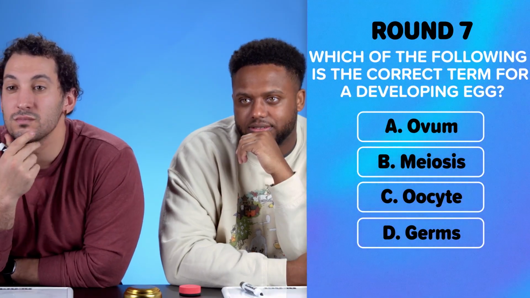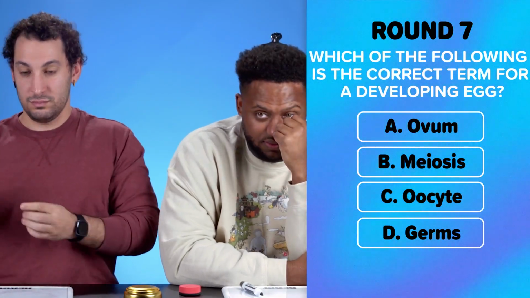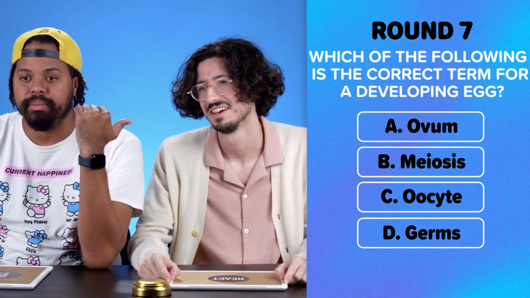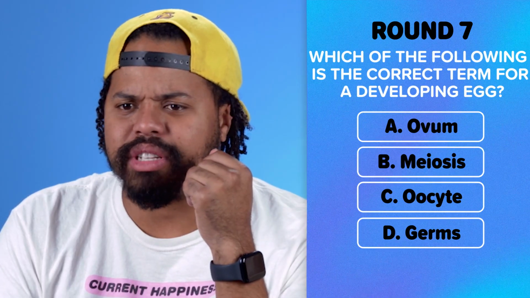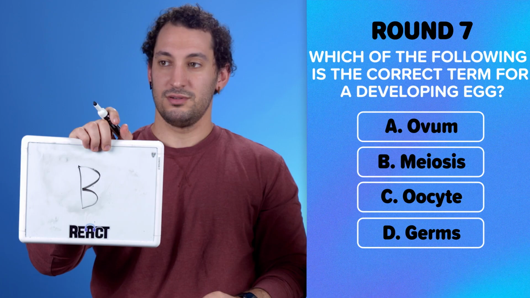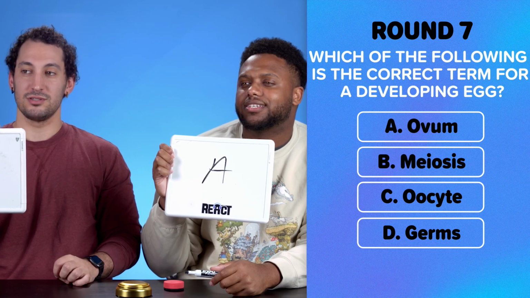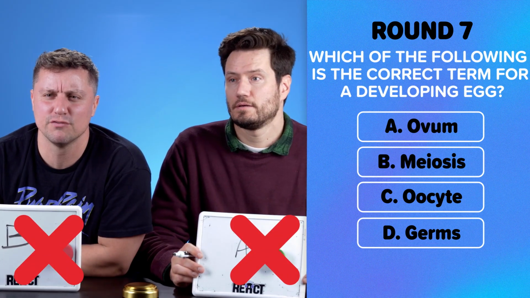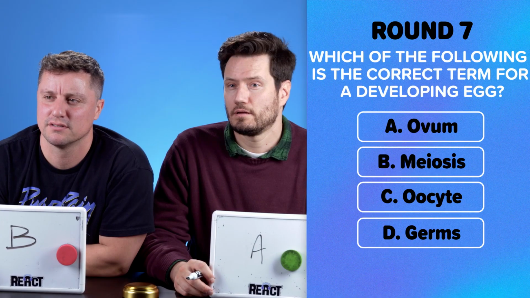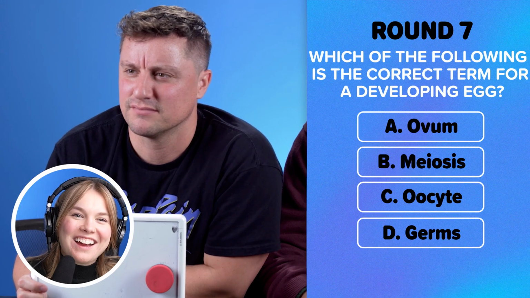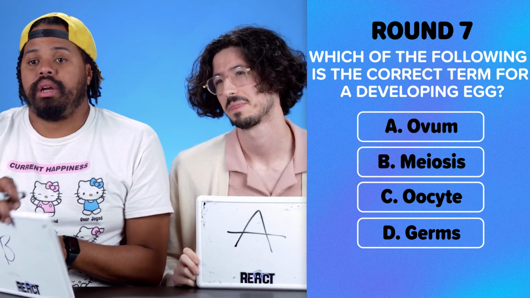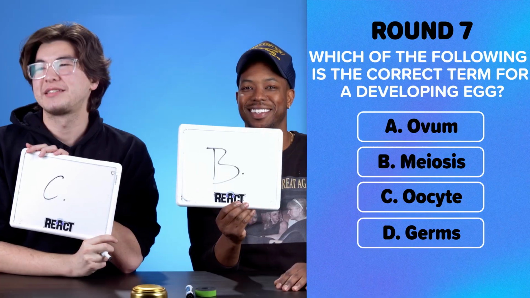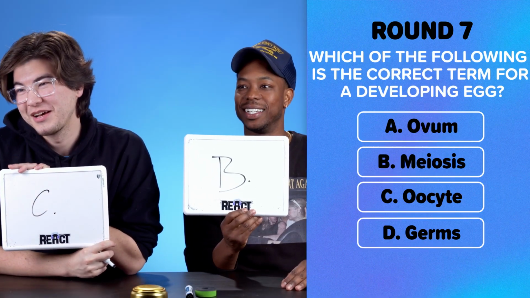Which of the following is the correct term for a developing egg? I know you know the word ovum. I know meiosis, and also obviously we both know the word germs. B and A? You are both incorrect! A as well? Go B. We got it. Ovum is an actual body part, isn't it? No, it's not. We have A and B. C. C and B. The answer is oocyte.